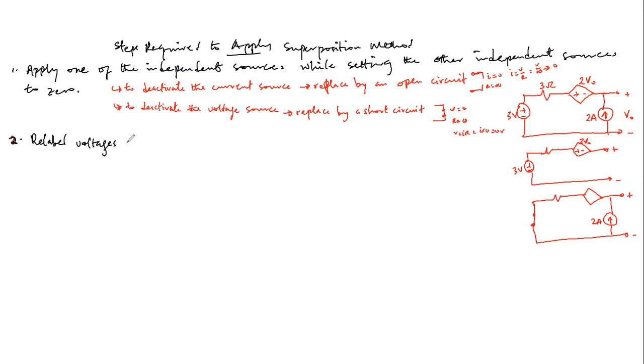voltages and currents using suitable notations. So in this case, since we want to measure V0, when the voltage source acts alone, say, we say V01. When the current source acts alone, say V02.